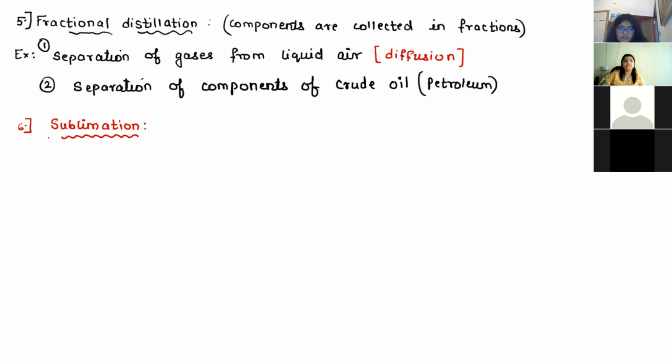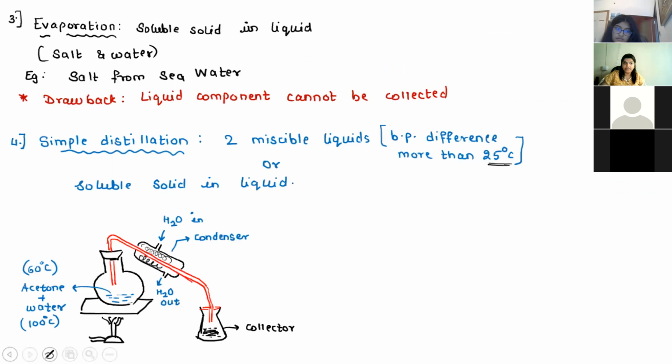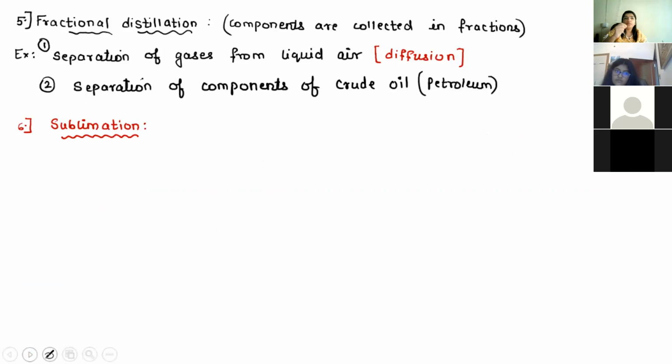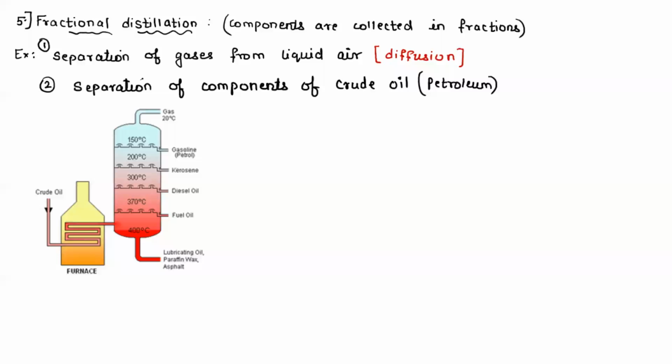Fractional distillation looks the same as distillation, but over here there will be a column. What happens is the component which has the lowest boiling point will come out first, meaning it will go up and distill out first. Let me show you one picture.